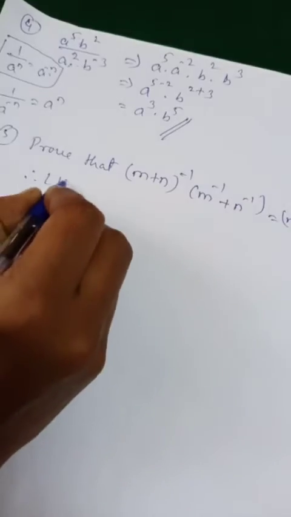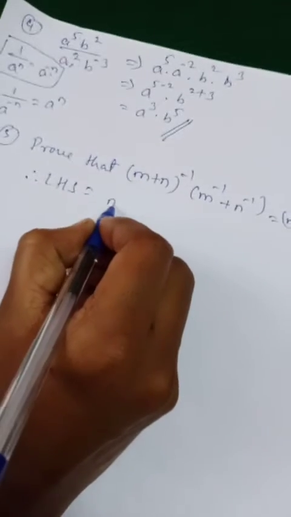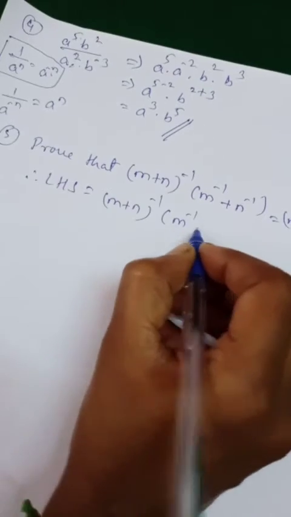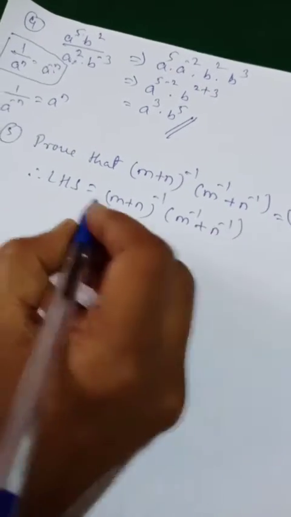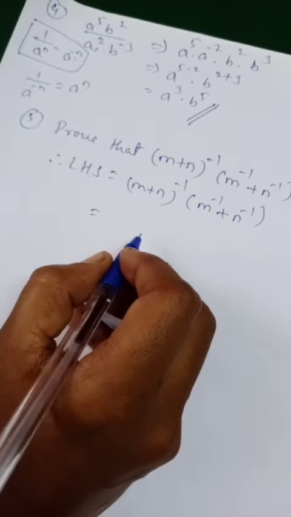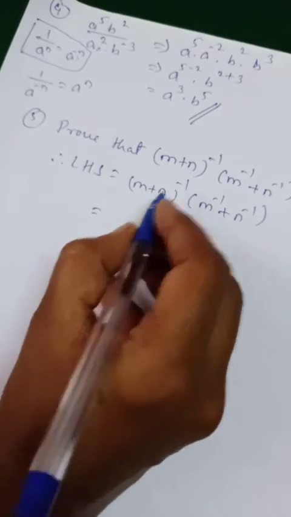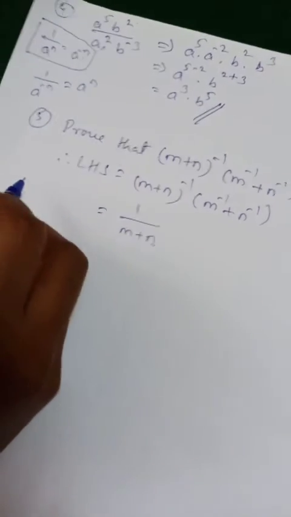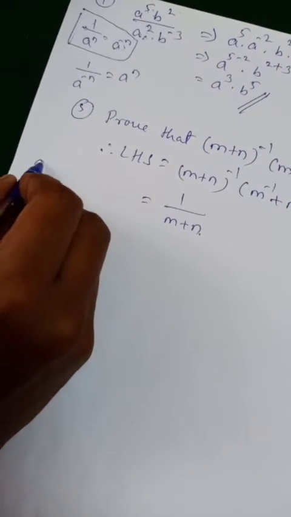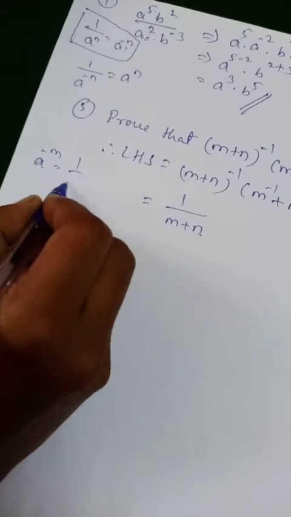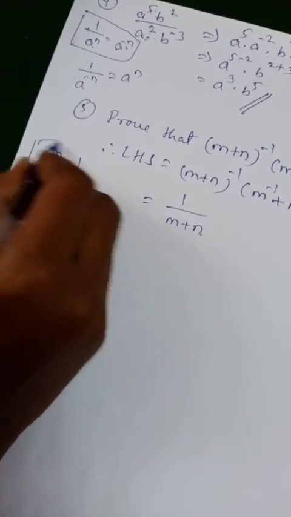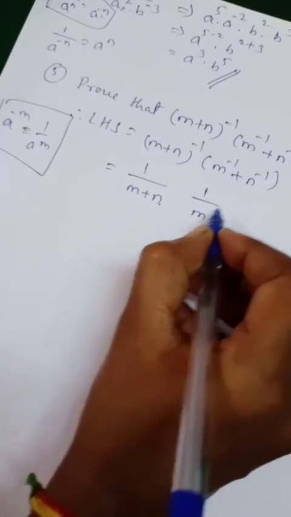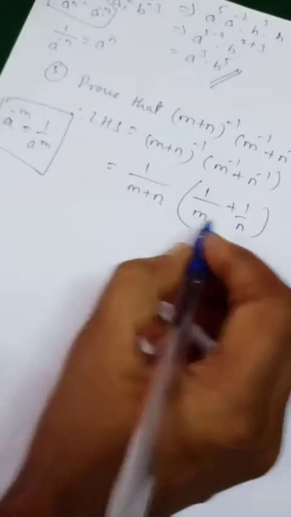First we'll see the LHS part. LHS part is (m plus n) to the power minus 1 into (m to the power minus 1 plus n to the power minus 1). So this we can write as 1 upon m plus n. Why? Because of the formula a raised to minus n is nothing but 1 upon a raised to n, we are applying it here. Now this I can write as 1 upon m plus 1 upon n.